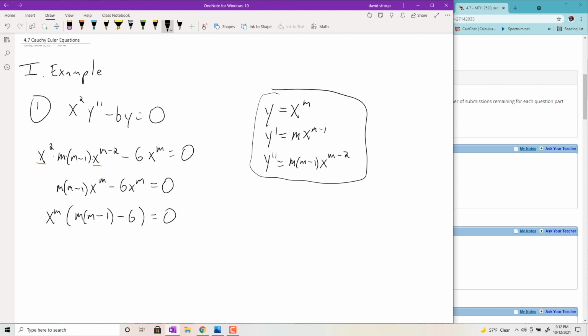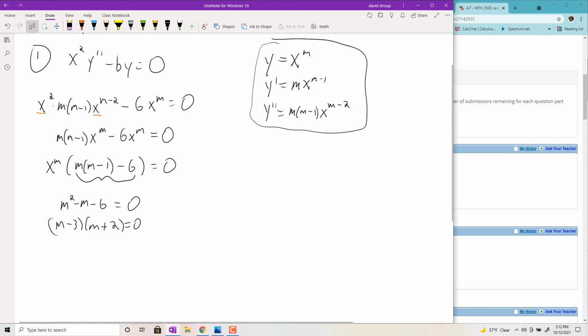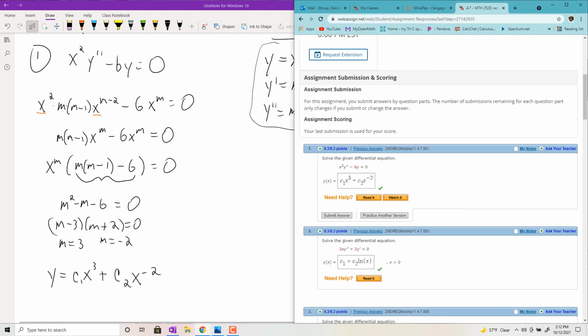So we'll toss out the x to the m part, and work with this object here, which, after I distribute, is m squared minus m minus 6 equals 0. So my m values: m minus 3 times m plus 2 equals 0. That gives me two different solutions, x to the 3 and x to the negative 2. So m equals 3 gives me the first part of my general solution, c1 x cubed. And when I solve m plus 2 equals 0, you get m as negative 2, so you get plus c2 x to the negative 2. And that turns out to be the general solution.